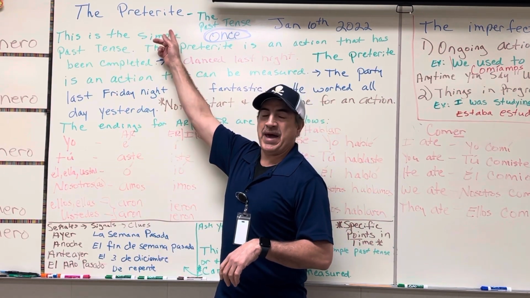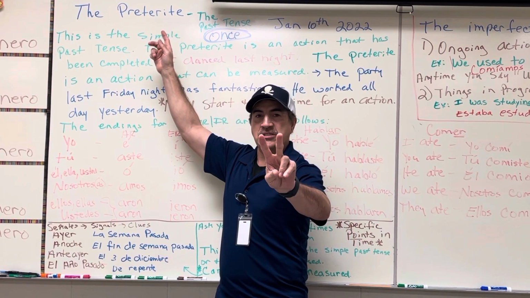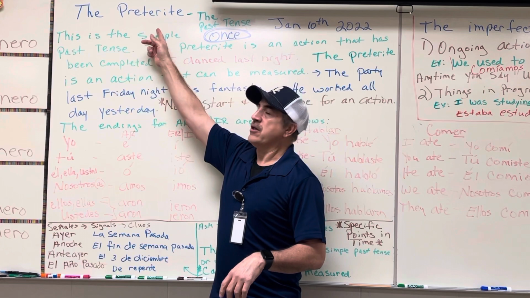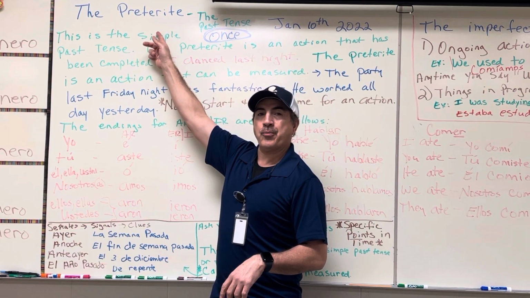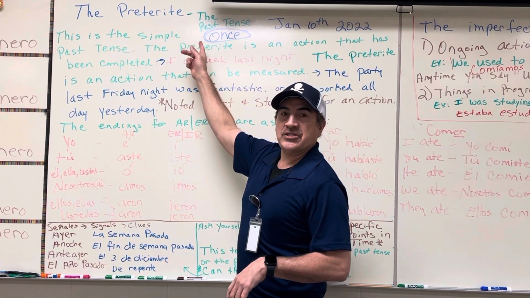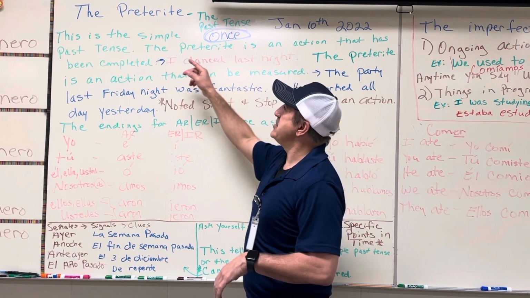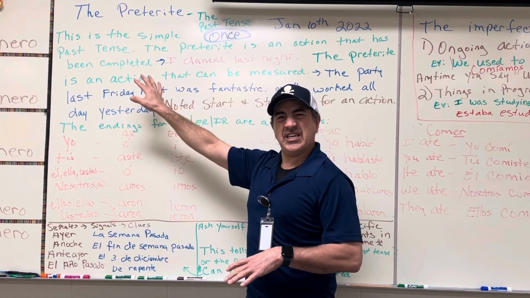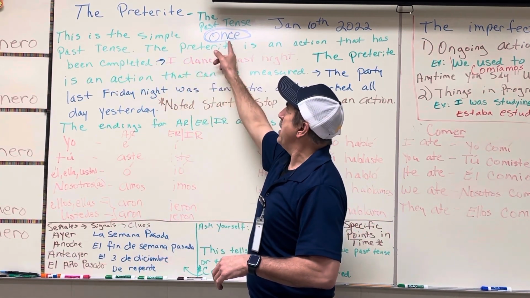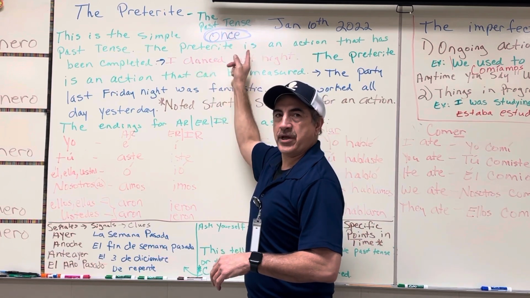Today we're going to talk about the past tense. There are two past tenses. Hay dos tiempos pasados. This first one that we're going to talk about is called the preterite tense. And we call this the simple past tense. I have "once" circled right here.